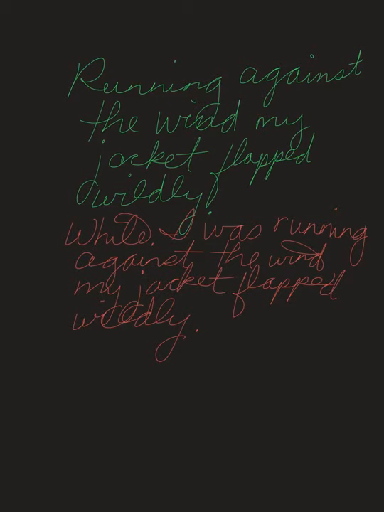All right, here's one more example of a dangling modifier. And again, this is a participial phrase at the beginning of the sentence. Often these are, but not always by any means. Running against the wind, my jacket flapped wildly. Okay, your jacket wasn't running against the wind. And that's really the only noun there that participial phrase could describe.